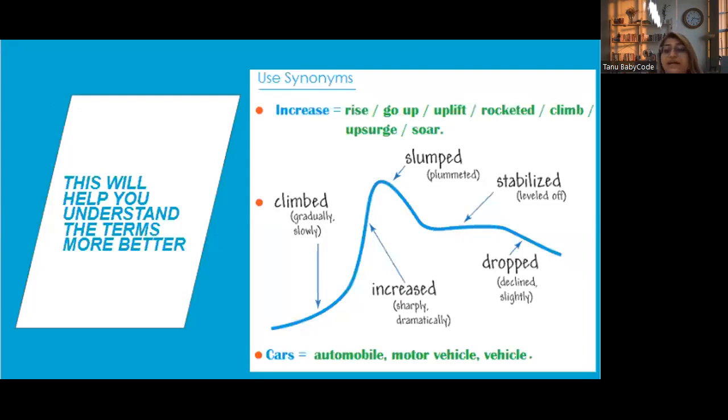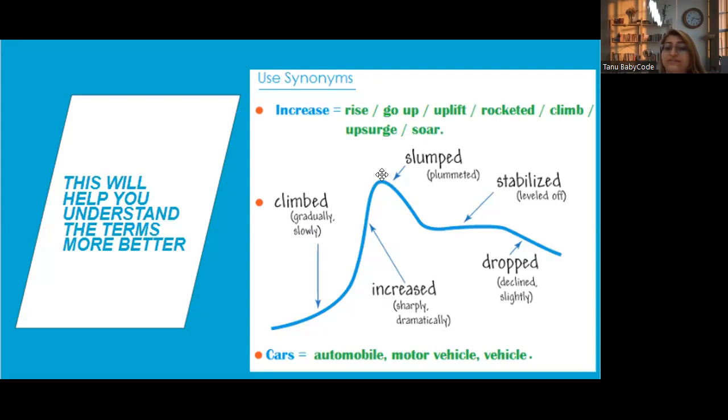Now you will understand the terms better, as I have shown you before. When you want to talk about an increase, see the first arrow: climbed gradually, slowly. You can see that the first trend, here on the line graph, is climbing gradually or slowly. But when you see the second arrow, there is a sharp increase because it's increasing like this.